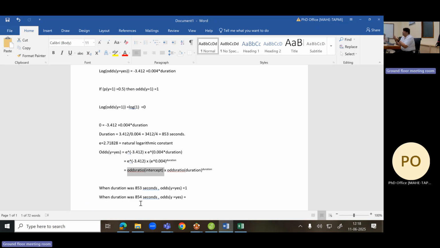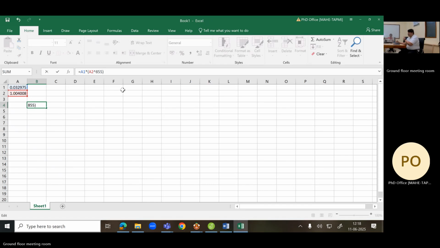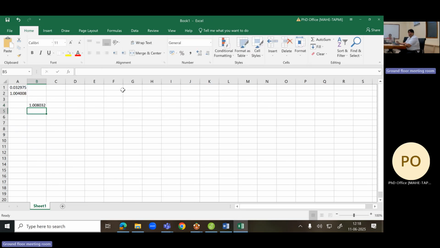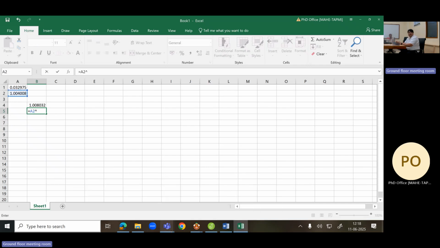If it was 855, what would have happened? Okay, make it 855 and see. Two seconds extra, so what will happen? It became 1.008. But why? What is this 1.008? It is 1.004 squared. If you square it, how much will it be?